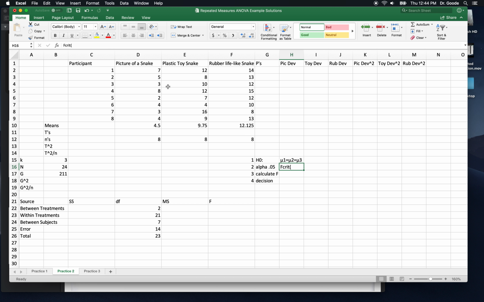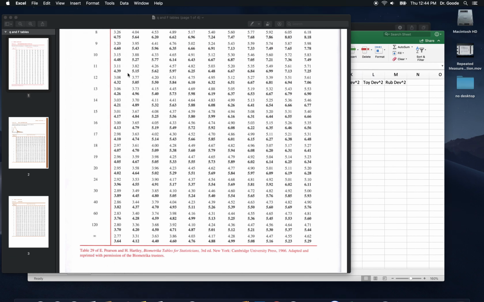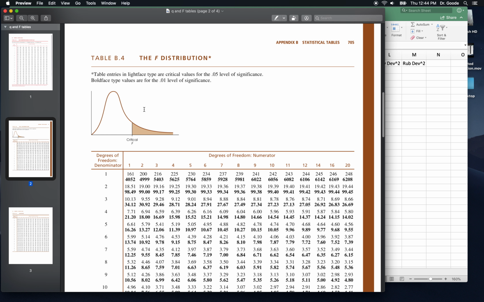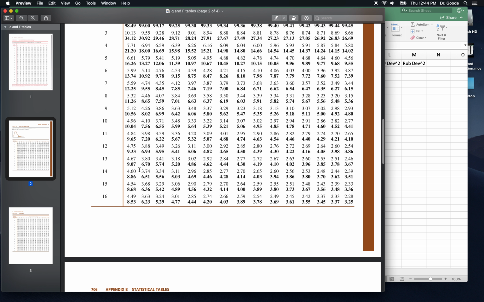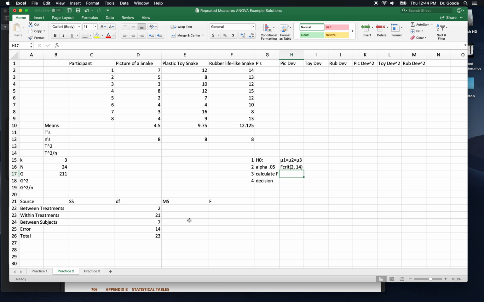So this F crit is going to be evaluated at 2 and 14 degrees of freedom. If we go to the F table, here we go. At 2 and 14 degrees of freedom, F crit is 3.74. So F crit at 2 and 14 is 3.74, and now we need to calculate F.